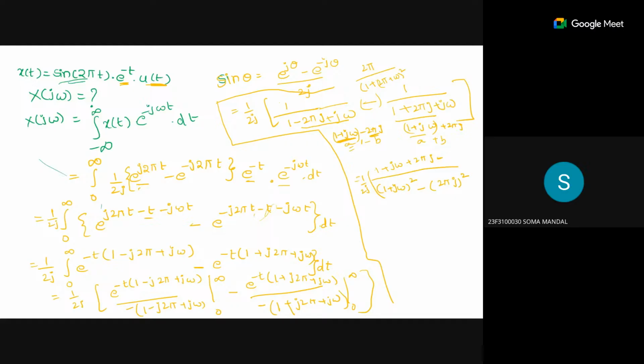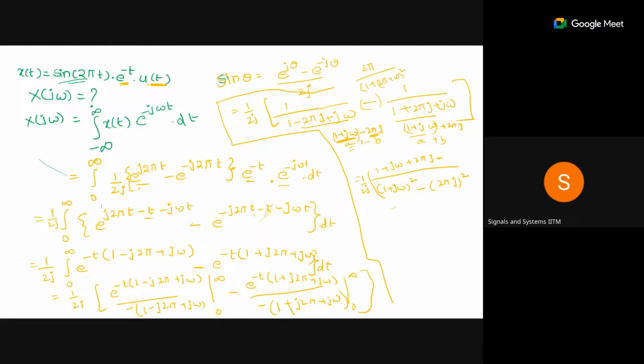Ma'am, can we put j square equal to minus 1? Yeah, we can keep. If we take j common, then it will be the a square minus b square formula, no? I did like that, or is it wrong? No, ma'am, it is wrong, because after taking j common, the first part is 2 pi j minus j omega. Yeah, I think I made some mistake. I am wrong, ma'am.